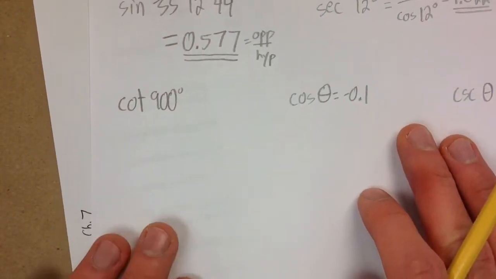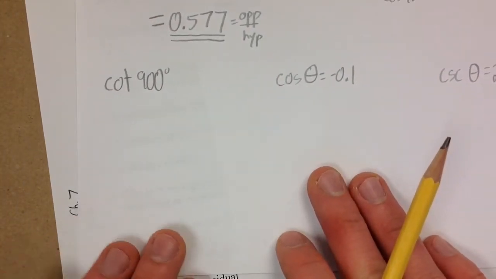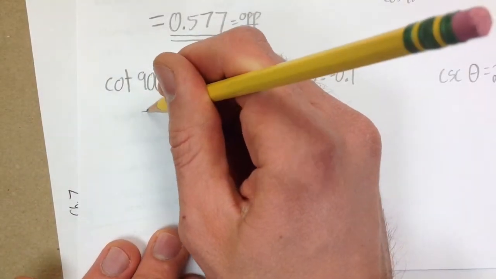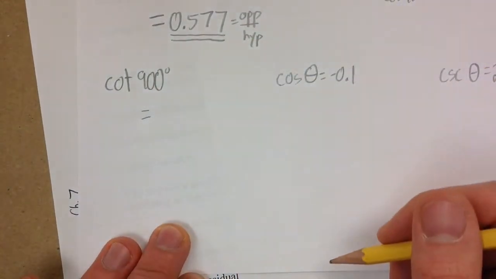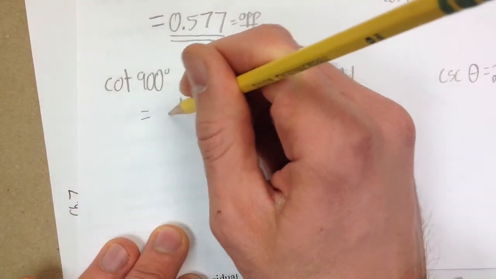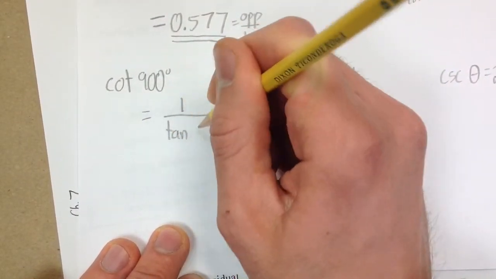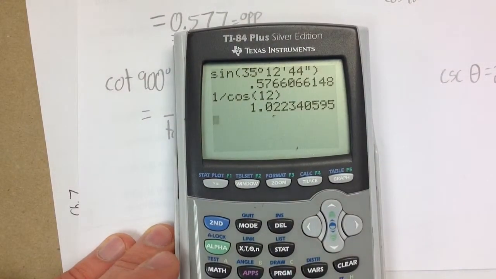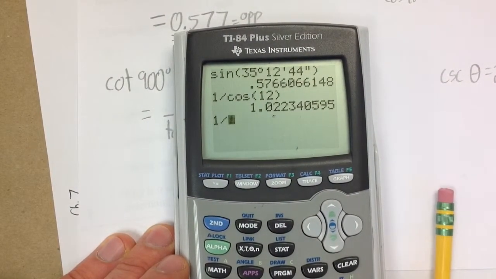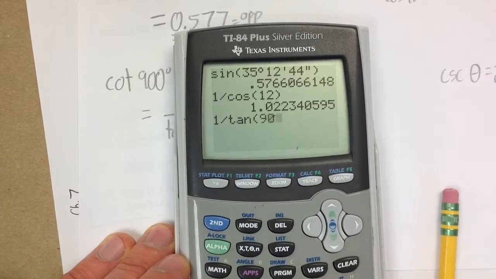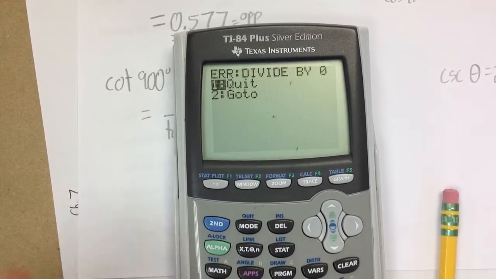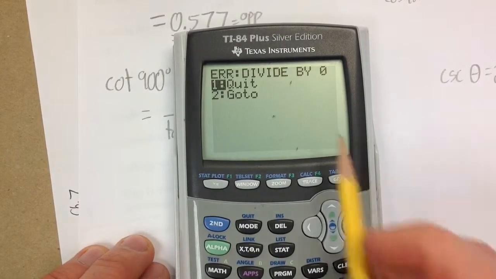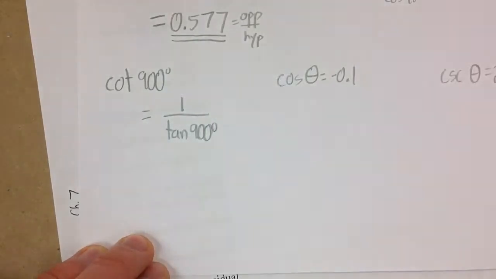Next, Amber, could you tell me what to type to find the cotangent of 900 degrees, please? You can do 1 divided by the tangent of 900 degrees. Good. 1 divided by the tangent of 900 degrees does not exist. It is undefined. As it says, divide by 0.